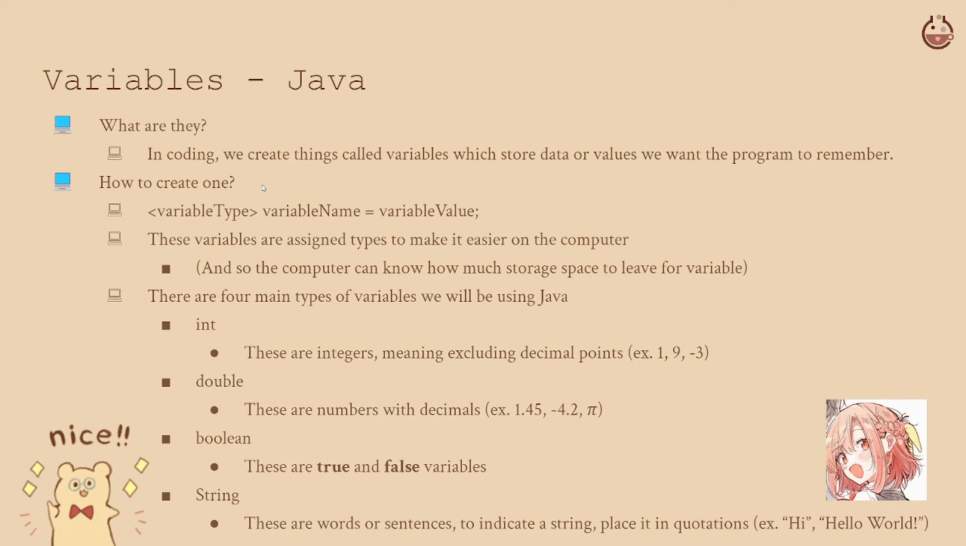Okay, so let's move on to variables. Variables are kind of the next step in Java. In coding, sometimes we want to have values that we assign to things and then use that value over and over again. So we need to create something called a variable to store that data in a value, because we want the program to remember it.